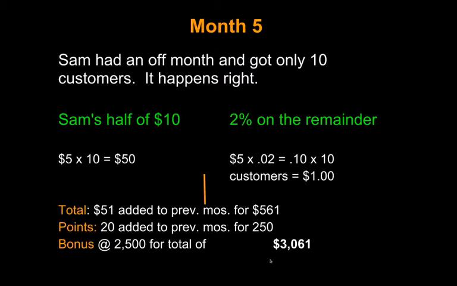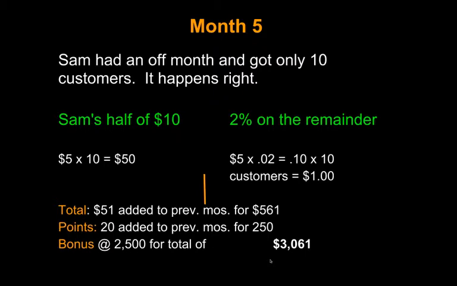Month 5. Sam decided he was just going to have an easy month. He didn't really work that much at all. He got 10 customers, and that's fine. You know what I mean? Because at this point, he's working for himself. He's pretty much his own boss.